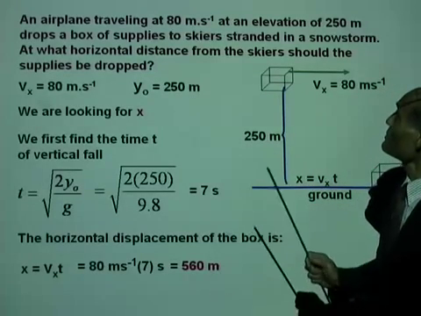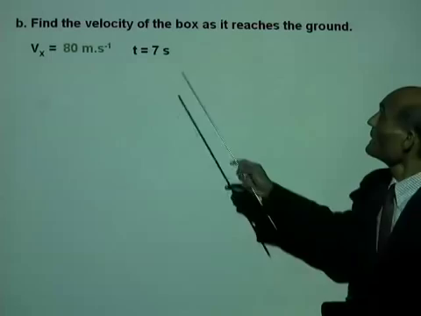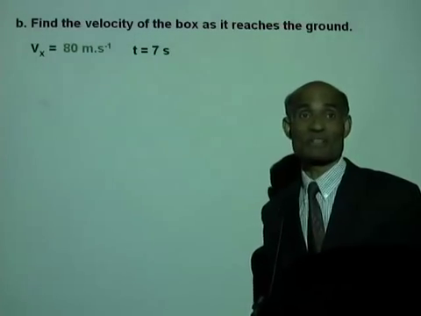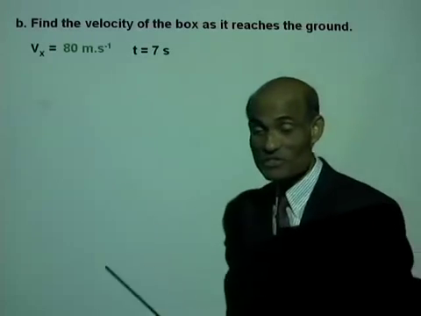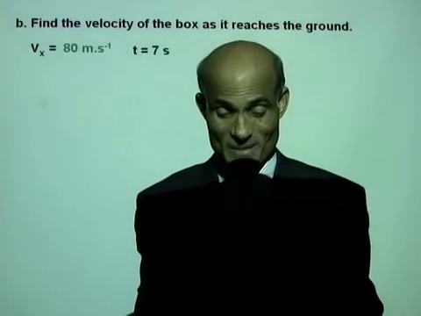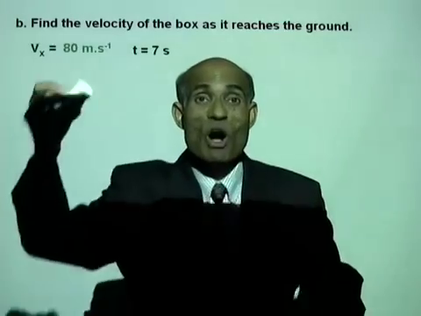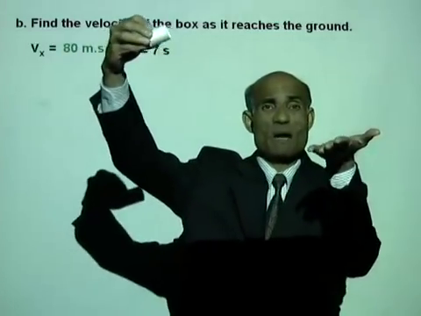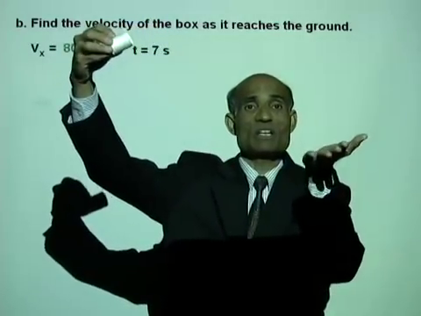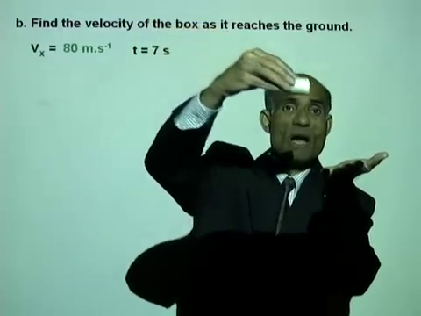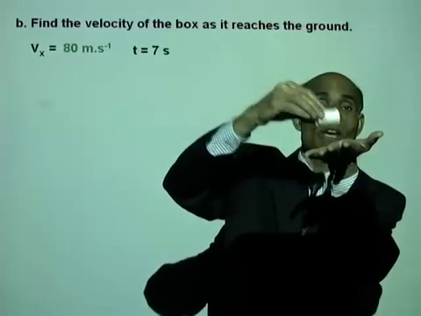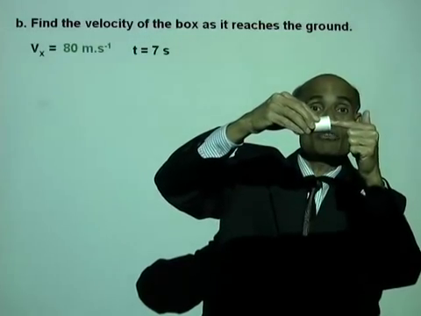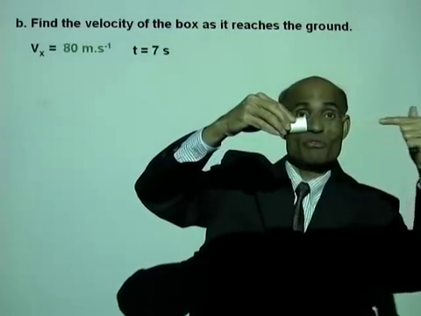Okay, let's look at another problem. Well, there is another part to it. Find the velocity of the box as it reaches the ground. You see, when the box reaches the ground, suppose my hand is the ground. The box comes and hits the ground. Look at that. When the box hits the ground, it has a horizontal velocity.